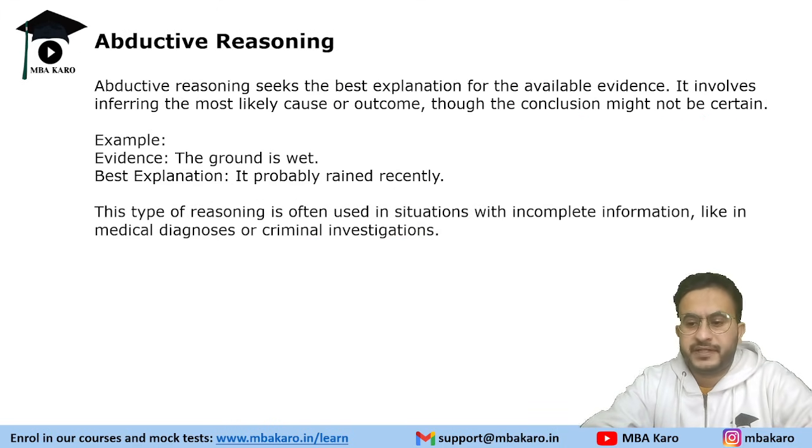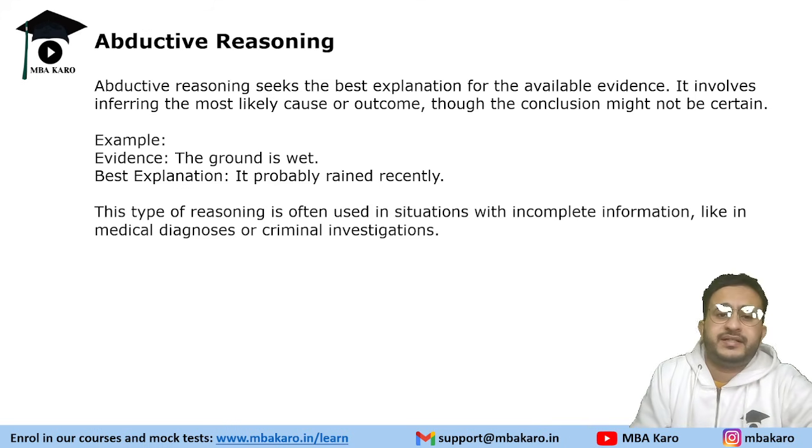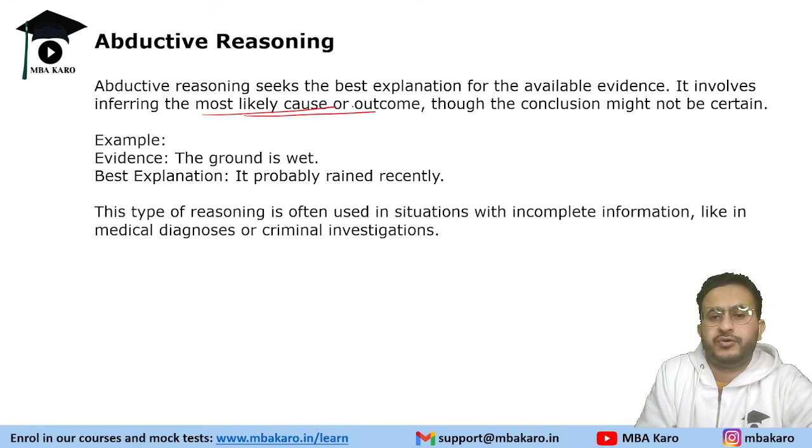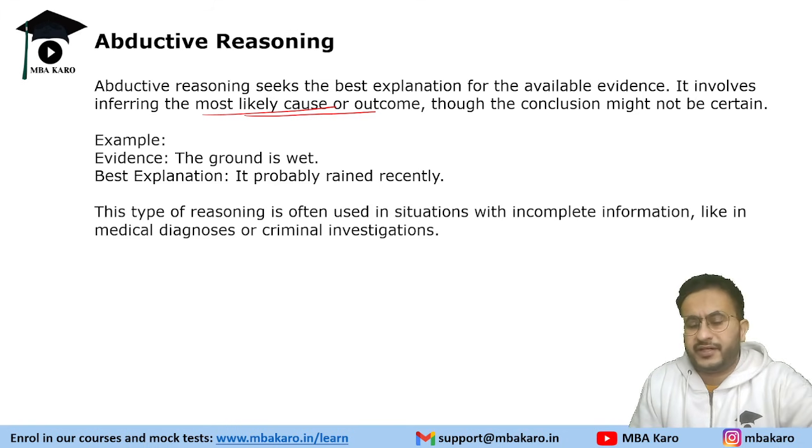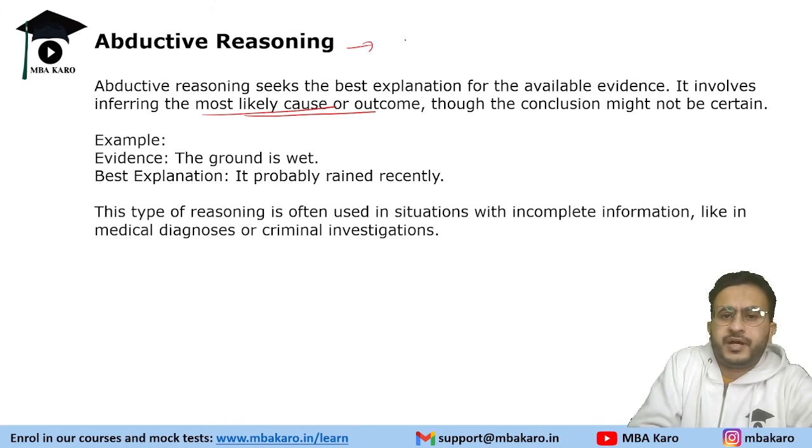Then we have abductive reasoning. It seeks the best explanation for the available evidence. It involves inferring the most likely cause. So here we talk about the cause or outcome, though the conclusion might not be certain. For example, evidence is given as the ground is wet, so it could probably have rained. Whenever we talk about the cause part, that is abductive reasoning.